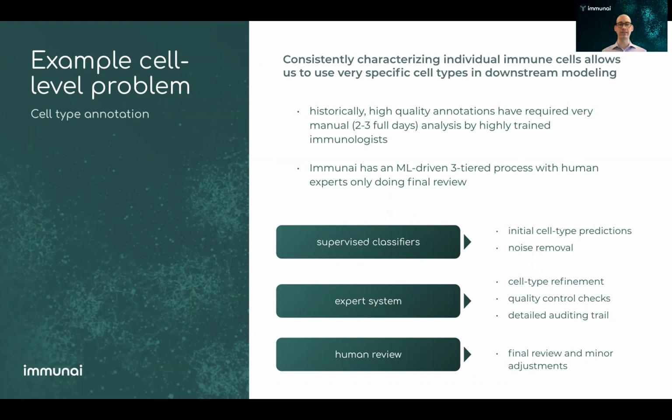Whereas at Immunai, we have a machine learning driven process that's 3-tiered with the human experts only at the end, right? The core of this is supervised classifiers. These do an initial pass of cell type predictions and noise removal like doublets.